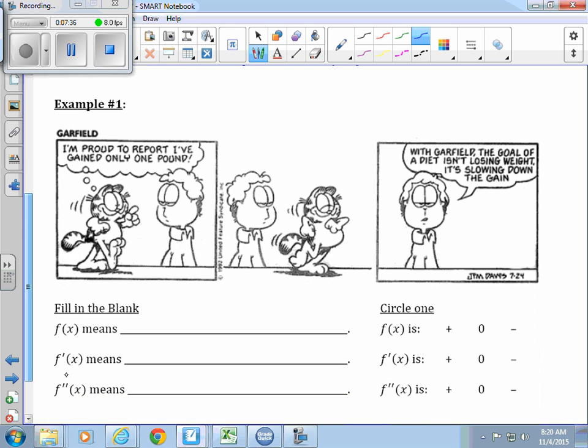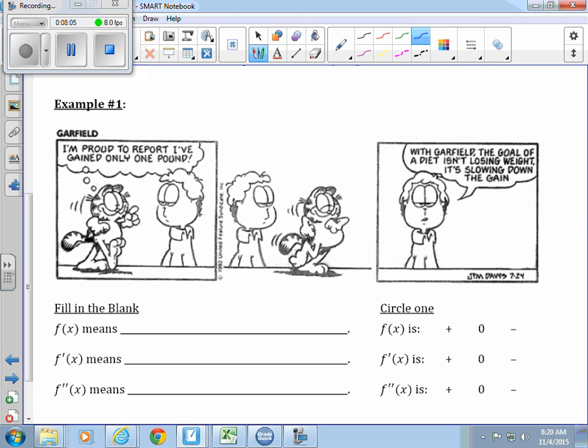This is just a cartoon, but it's example number 1. So this is a Garfield cartoon. And Garfield is saying, I'm proud to report that I've gained only 1 pound. With Garfield, the goal of the diet isn't losing weight, it's slowing down the gain. So from this situation, let's talk about what would f of x be, what would f prime be, and what would f double prime be.